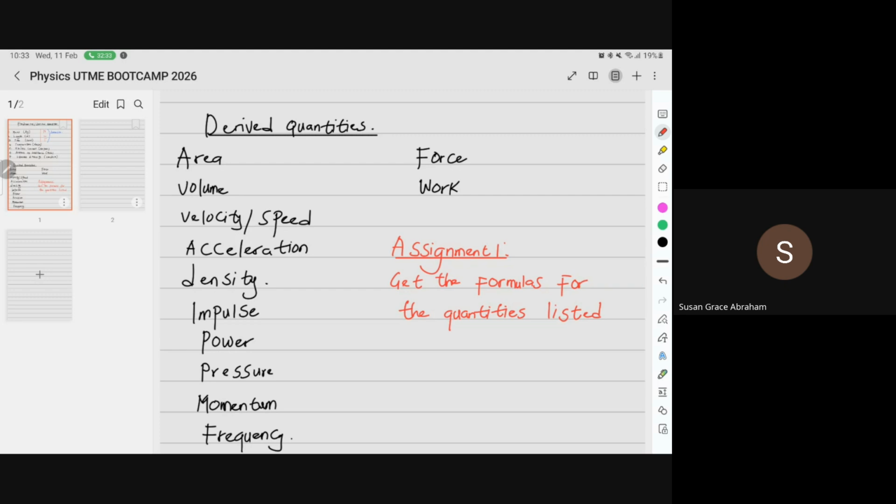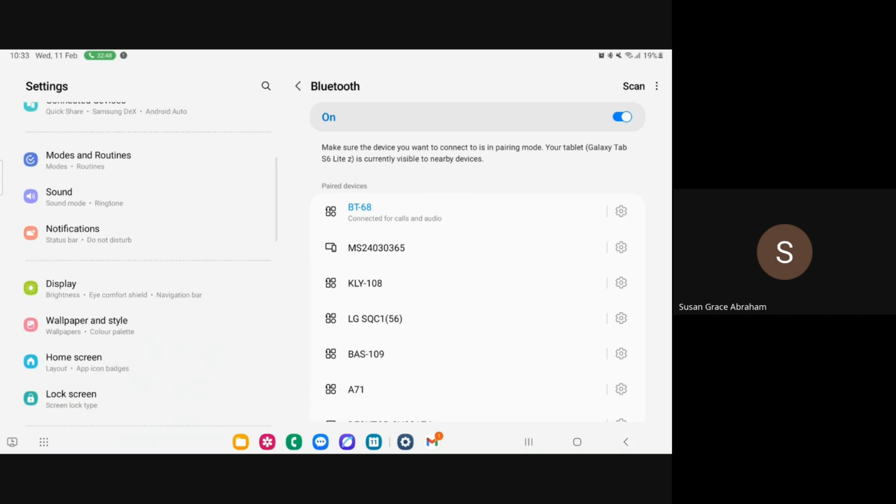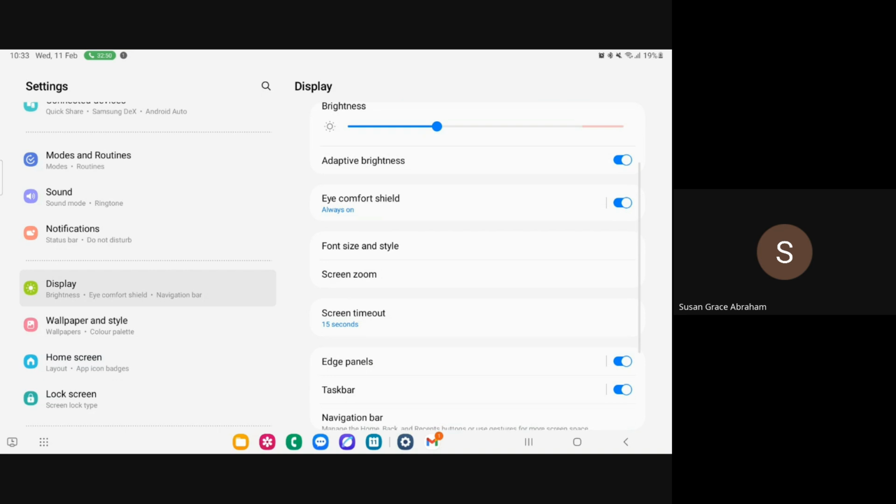Yeah, so I leave it up to us to go find those formulas. Is that okay? So get the formulas for the quantities listed. Are we on the same page? Can we proceed? That's your assignment: area, volume, density, power, and the rest of them. Ensure you get the formulas associated with them, and know where they are obtained from.